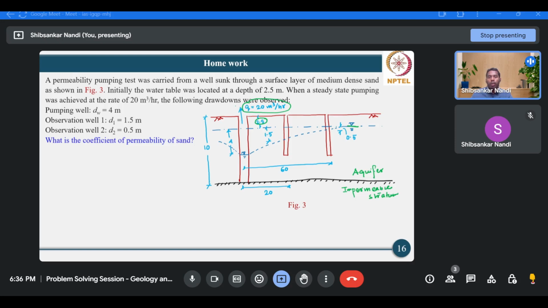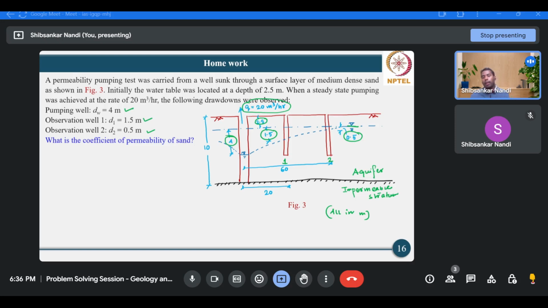The following drawdowns were observed. Pumping well, the drawdown is 4 meter. Then observation well 1, the drawdown is 1.5 meter. And observation well 2, the drawdown is 0.5 meter. Okay, so all these values are in meter. Now, what is the coefficient of permeability of the sand?